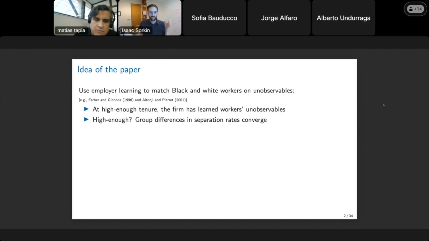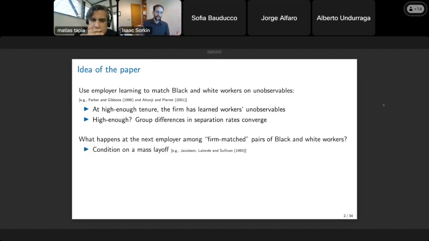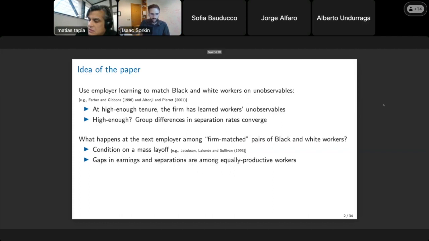So this is nice, it lets you match workers, but how does this answer the question of interest? The basic idea is we're going to take these firm-matched sets of black and white workers, and we're going to suppose that they lose their job in a mass layoff. They're tossed out into the labor market. And then we'll ask how does the labor market treat these seemingly equally productive workers? The basic idea is that the gaps that we see in earnings and separations are among equally productive workers.